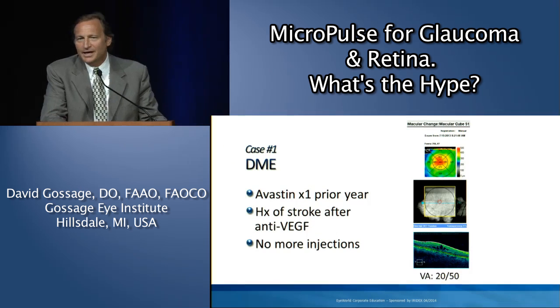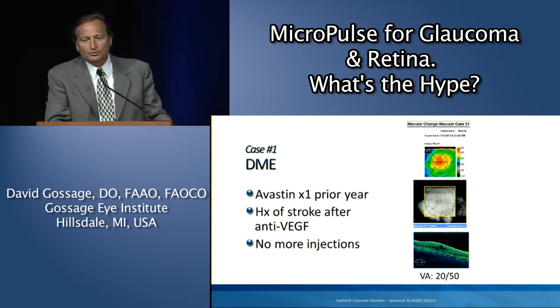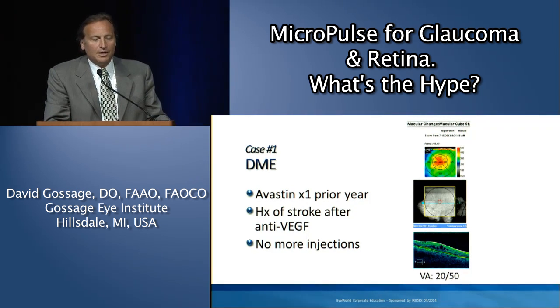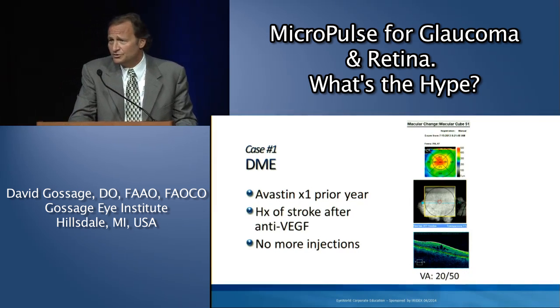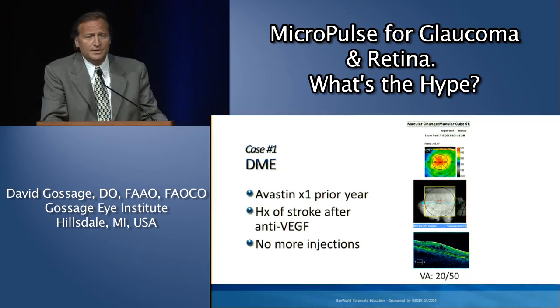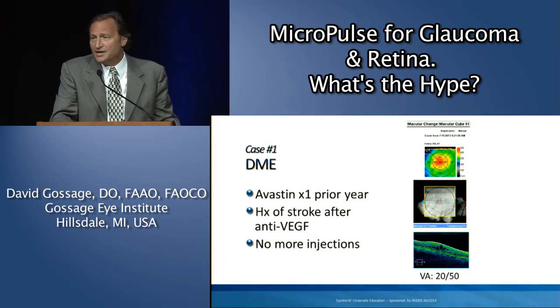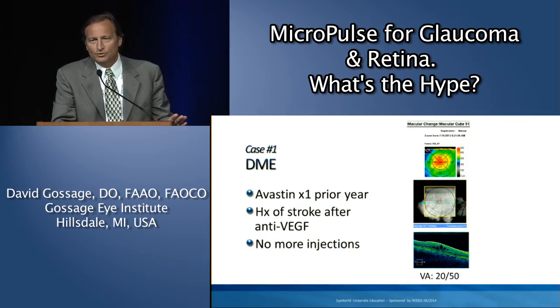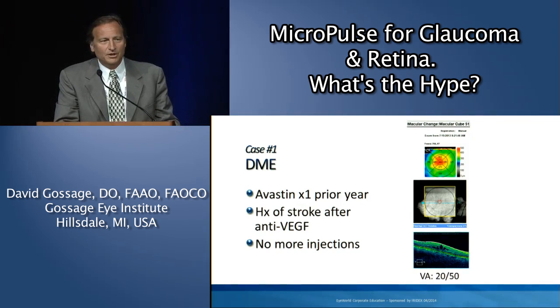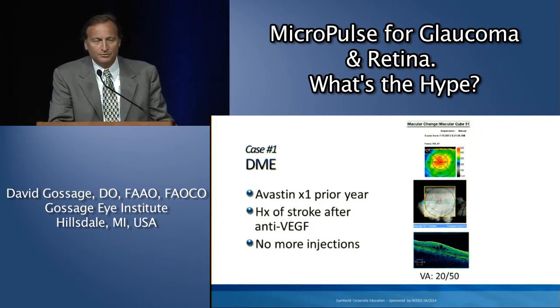So I'm going to run through about 8 cases real quickly. This is early on in my treatment with the MicroPulse. This patient had Avastin 1 year prior, but they did have a stroke afterwards. And as we know, with any of the anti-VEGFs, we're always concerned about myocardial infarctions and non-lethal cerebral vascular accidents. So from our standpoint, this guy said, nope, no more injections. I want to stay away from anything that could potentially cause me to have another stroke.